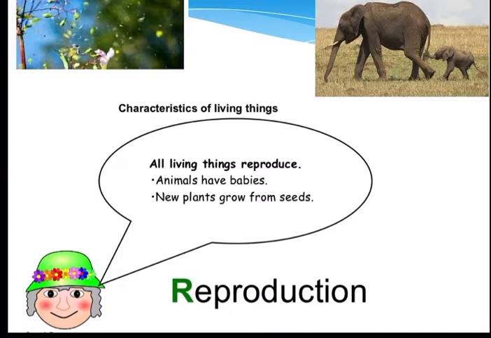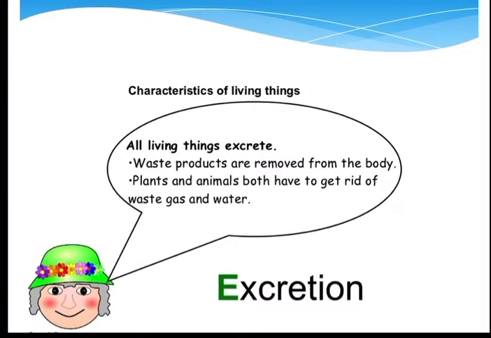Next up, we have reproduction. So all living things reproduce. The animals make babies and new plants grow from seeds. Okay, excretion. All living things excrete, so that basically means they get rid of waste products. So, as you know, waste products are removed from our bodies or animals' bodies. We won't go into too much detail over that. And plants and animals both have to get rid of it as well, so it's not just plants who have to get rid of waste, gas and water.